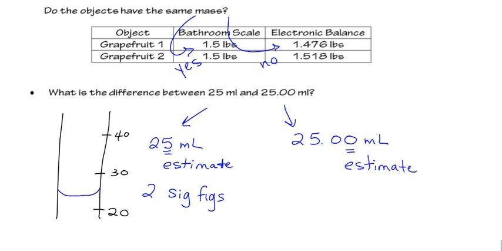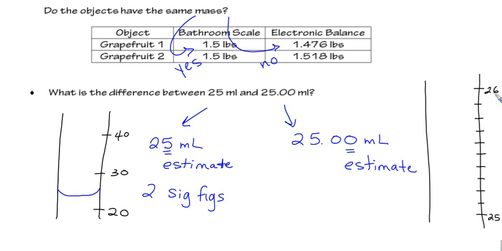This graduated cylinder would look very different. Graduated cylinder. There's a line for 25. There would be a line for like 25.0, 25.1, 25.2, 0.3, 0.4, 0.5, 0.6, 0.7, 0.8, 0.9, 26 milliliters.